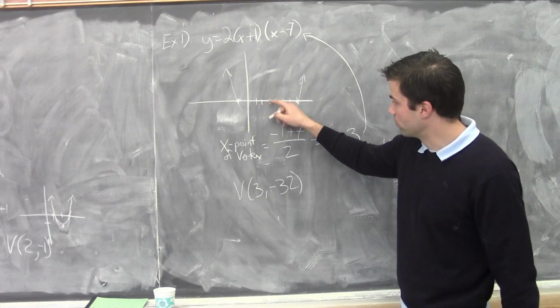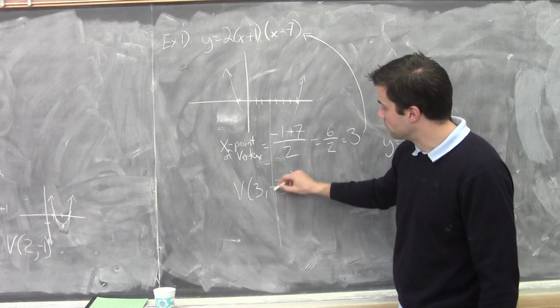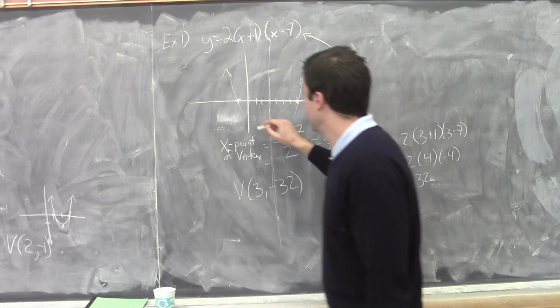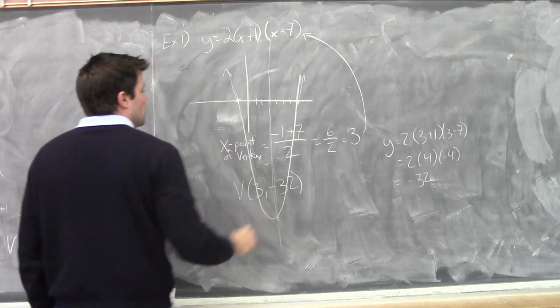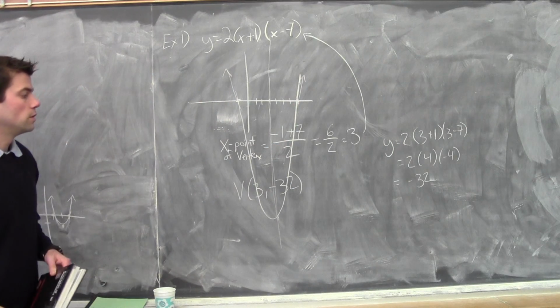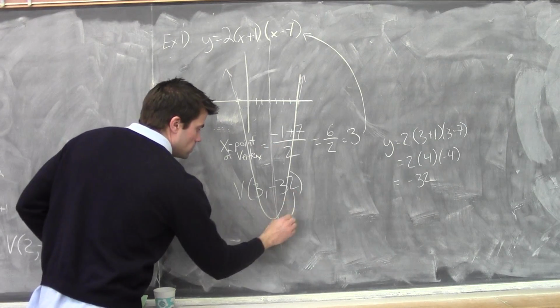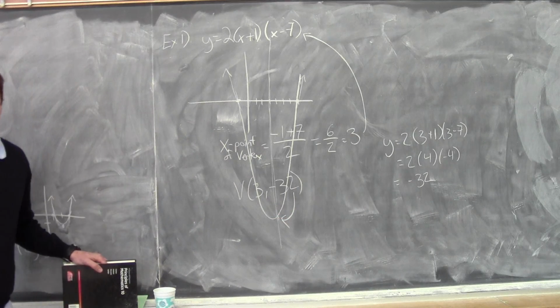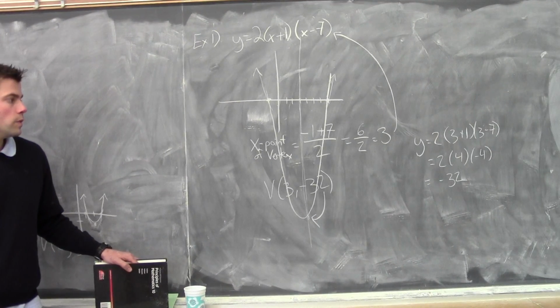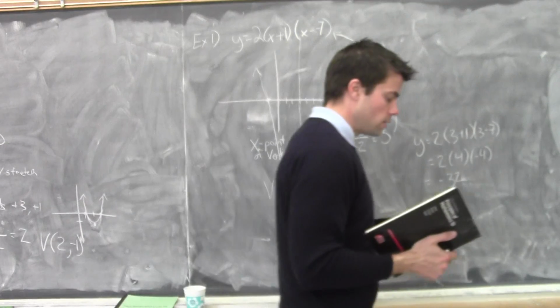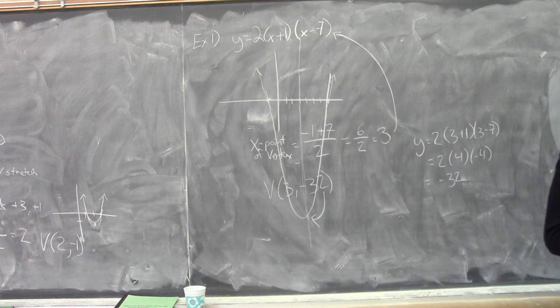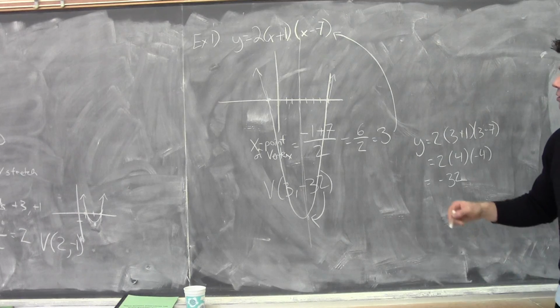So 1, 2, 3. That's my axis of symmetry. And my parabola looks like this, where the vertex is here, (3, -32). All right, so it asks for the x-intercepts, which we have, the vertex and axis of symmetry. So we have all three.